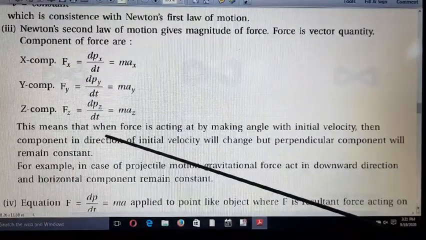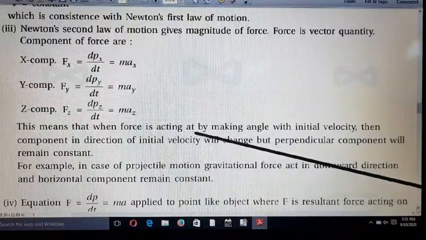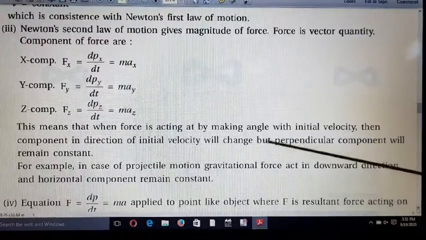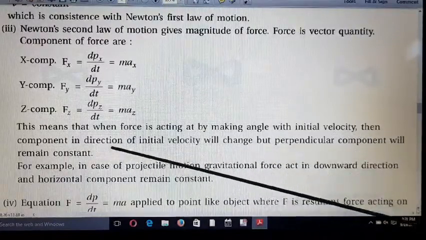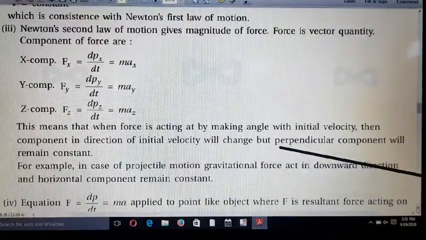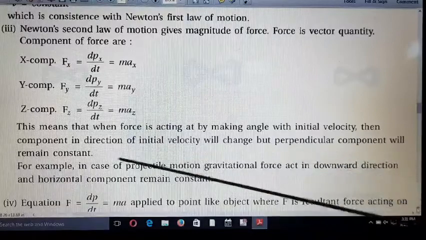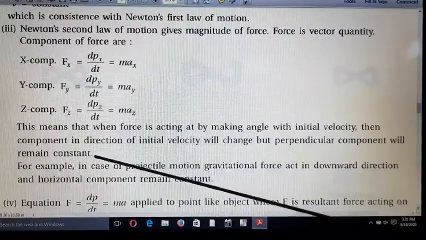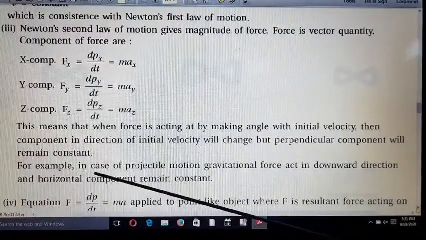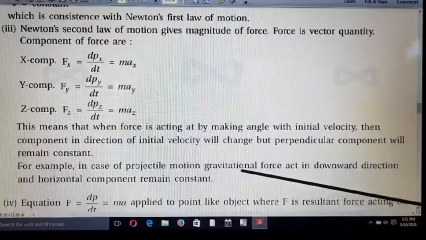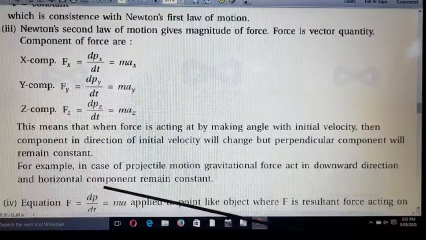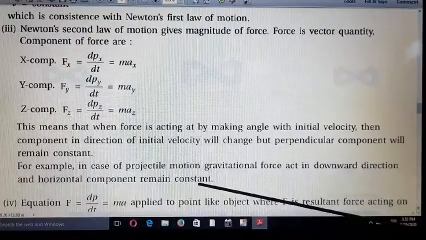This means that when a force is acting at an angle with the initial velocity, the component in the direction of initial velocity will change, but the perpendicular component will remain constant. Here one example is available. Look here, in case of projectile motion, the gravitational force acts in the downward direction and the horizontal component remains constant.